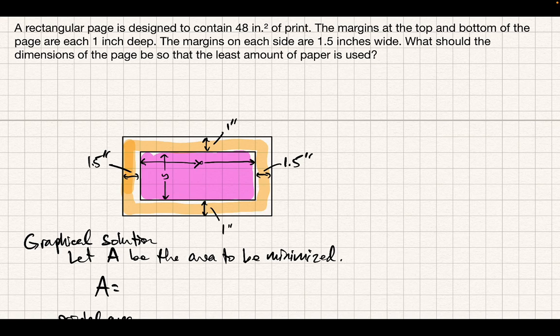So I'm looking for an equation for the combined area, the total area of the page, including the orange area and the pink area.